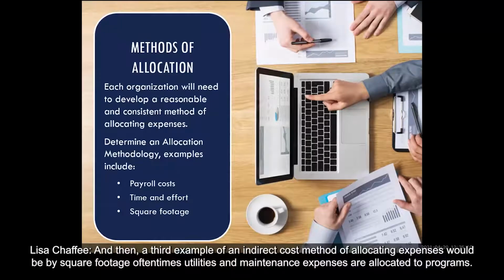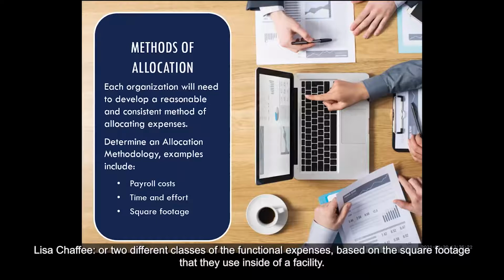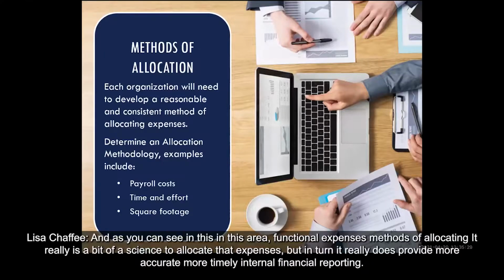And then a third example of an indirect cost method of allocating expenses would be by square footage. Oftentimes, utilities and maintenance expenses are allocated to programs or to different classes of the functional expenses based on the square footage that they use inside of a facility. As you can see in this area of functional expenses, methods of allocating, it really is a bit of a science to allocate those expenses. But in turn, it really does provide more accurate, more timely internal financial reporting.